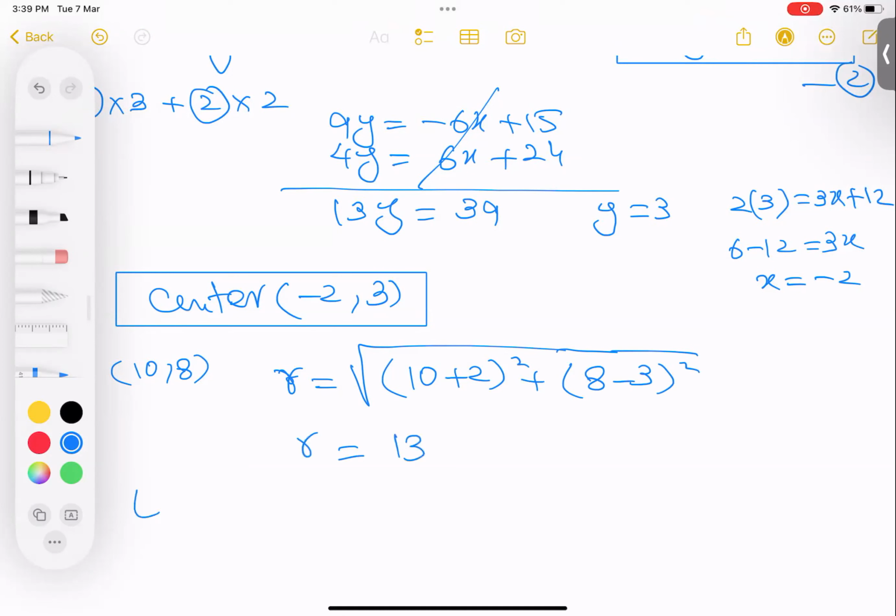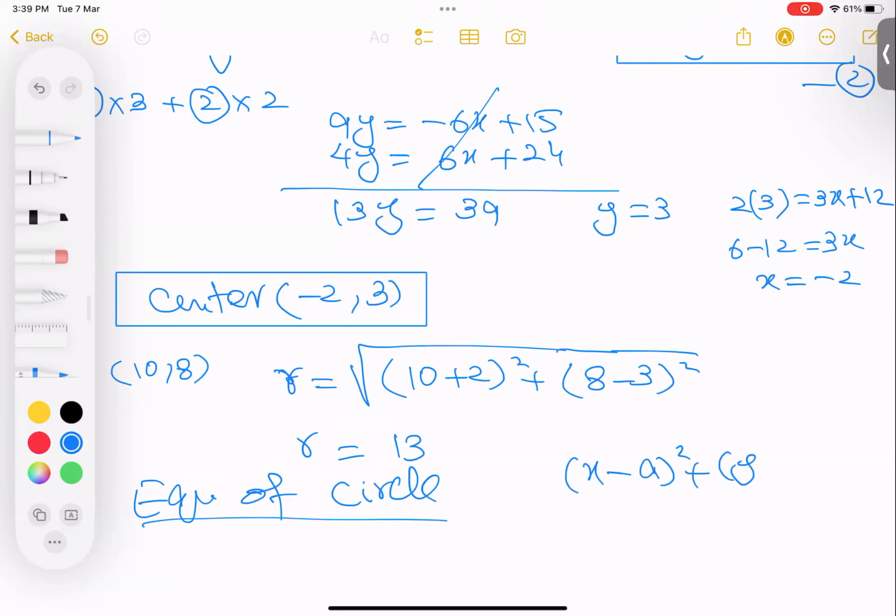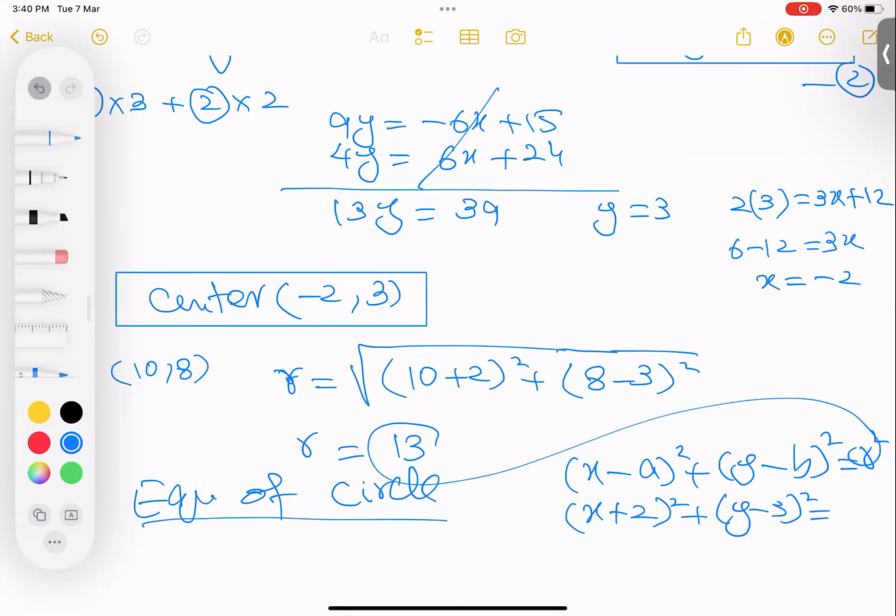13. And what does the equation of the circle turn out to be? All of you know the formula: x minus a whole square plus y minus b whole square equals r to the power 2. And this negative 2 comes in the place of a, and this 3 goes in the place of b. And I believe this point is very, very clear now. So I'm getting here 2, and I'm getting here negative 3, and here I'm getting 13 to the power 2, 169.